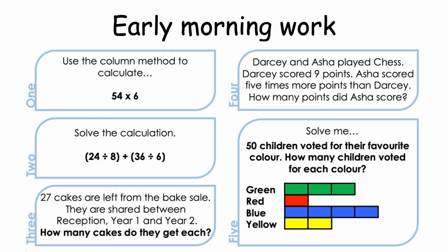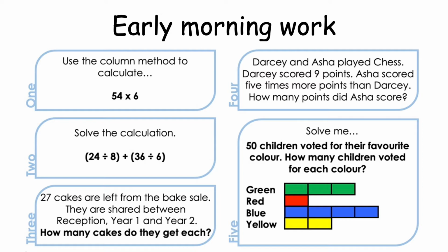Number 3, 27 cakes are left from the bake sale. They are shared between reception, year 1 and year 2. So there are 3 year groups. And it says those 27 cakes are shared between those 3 year groups. So my calculation would be 27 divided by 3. And I know there are 9 3s in 27. That's why you need to know your tables.